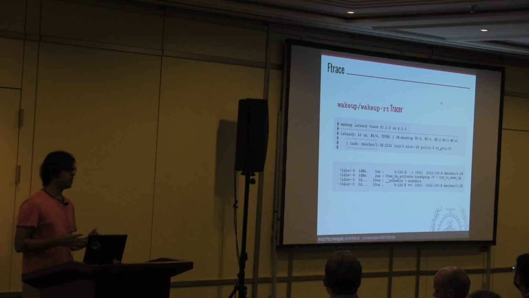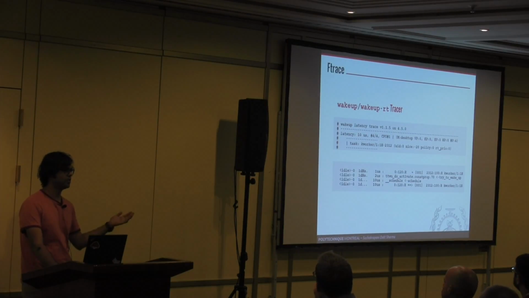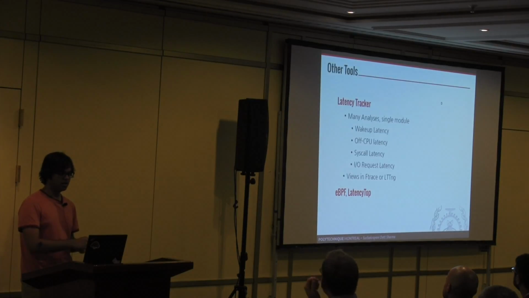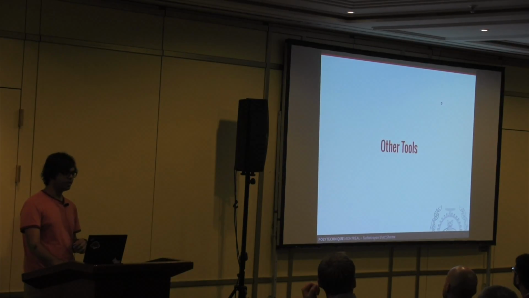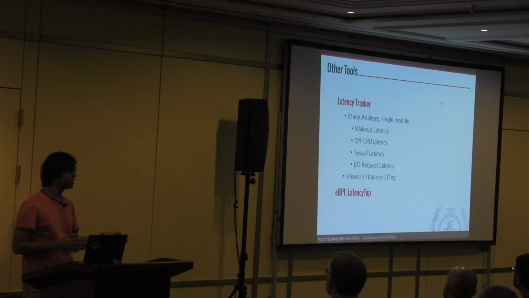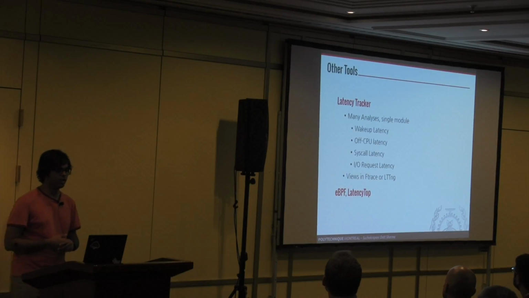So there is wakeup_rt. It's good for using this to find scheduling latencies, and it works on the same thing as before. You can just enable it in ftrace, and you can find out wakeup latencies. There are some other tools which are there. Matthew has already discussed, so I need not explain all of it, about latency tracker.